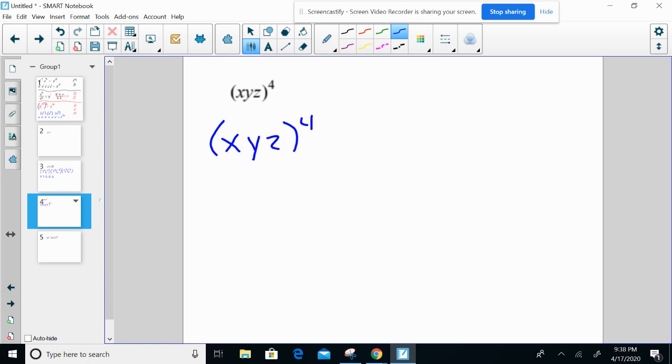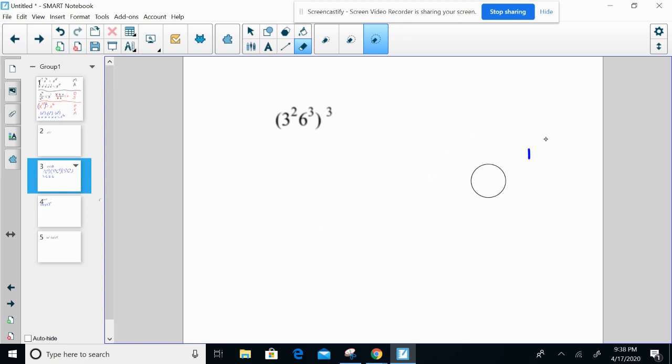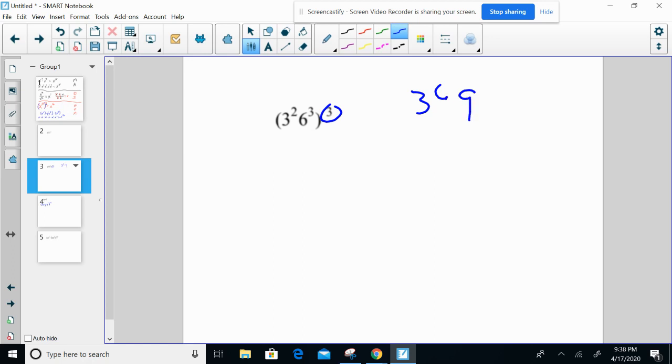The easier way to do this, I forgot something here. The easier way to do this one, this will actually be nice to go through both of them and see how nice this is. What we got was 3 to the 6th, 6 to the 9th. How did we get that? 3 times 2 is 6, 3 times 3 is 9. Each of the terms in your parentheses gets the exponent, and it multiplies. So 3 times 2 is 6, 3 times 3 is 9.